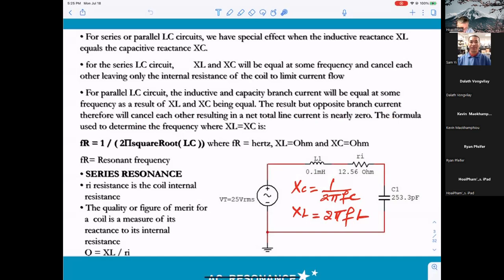The formula used to determine the frequency where XL equals XC is: F resonance equals 1 over 2 pi times the square root of LC. That means the resonant frequency is calculated by 1 over 2 pi times the square root of L times C. In this formula, FR is in hertz, L in henries, and C in farads. FR is what we call the resonant frequency. Let me tell you one thing: at the resonant frequency, XC equals XL, or in the parallel circuit, IC equals IL.